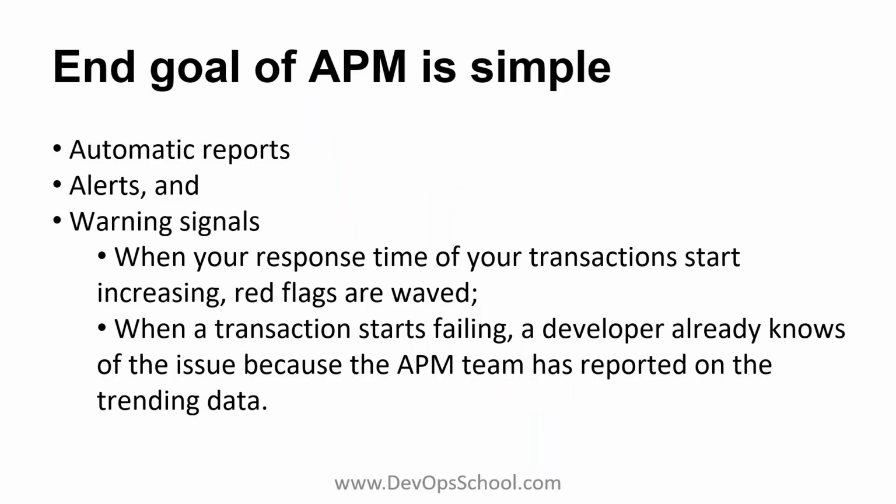So what is the end goal of APM? The end goal of APM is to get automatic reports and alerts and warning signals. Primarily, if the response time for your transactions starts increasing, then red flags, and when transactions start failing, the developer should be informed about that: okay, this transaction is failing, we have to fix it. We have to analyze the root cause of it, and then get going. Are you understanding, all of you?